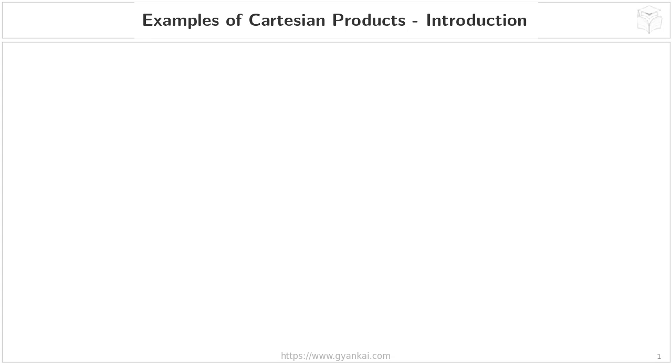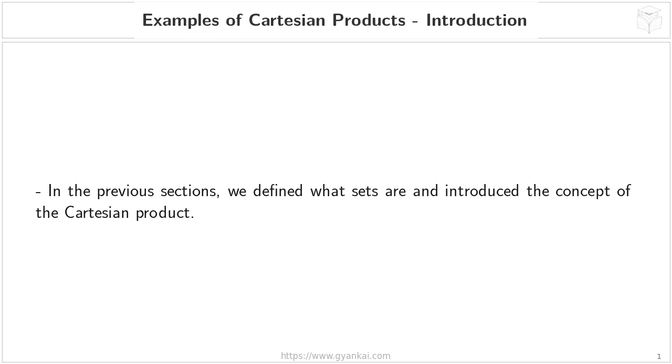Examples of Cartesian products, Introduction. So far we've laid the groundwork. We've talked about what sets are, those collections of distinct objects, and we've introduced the idea of the Cartesian product, which combines elements from two sets in a specific way.